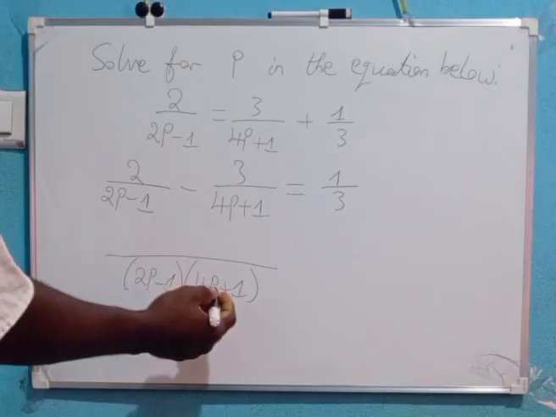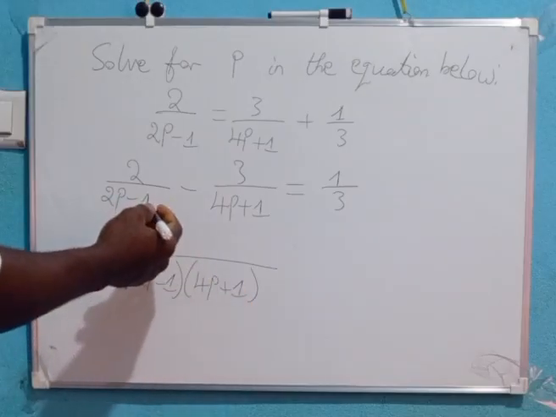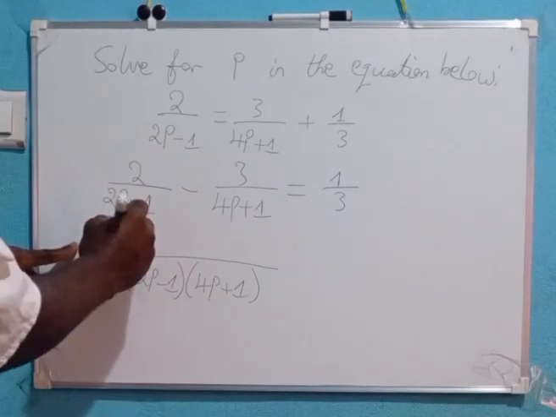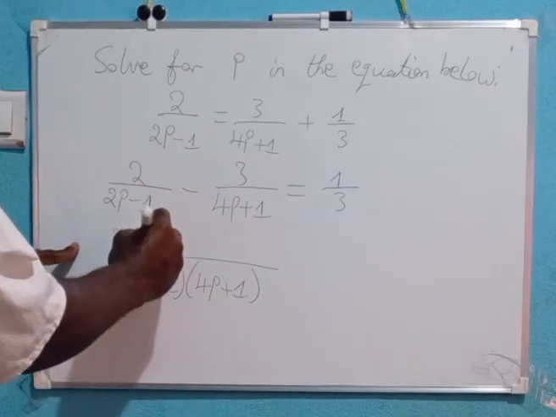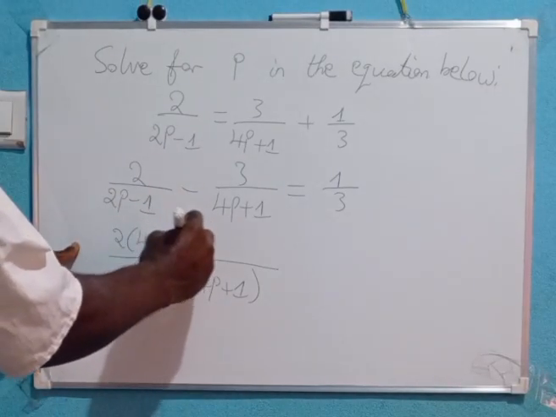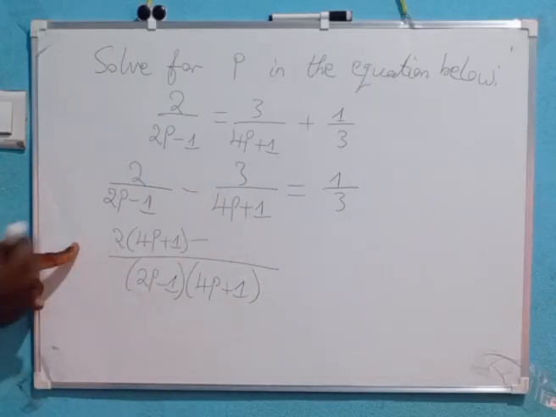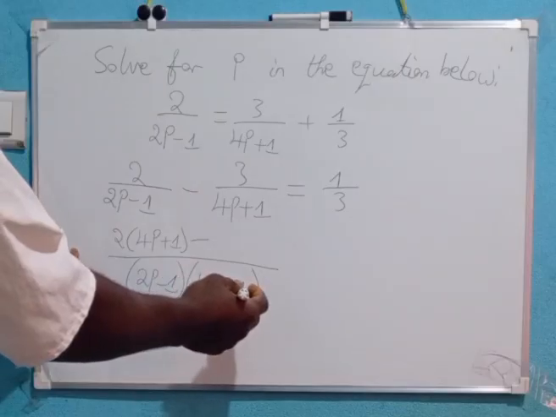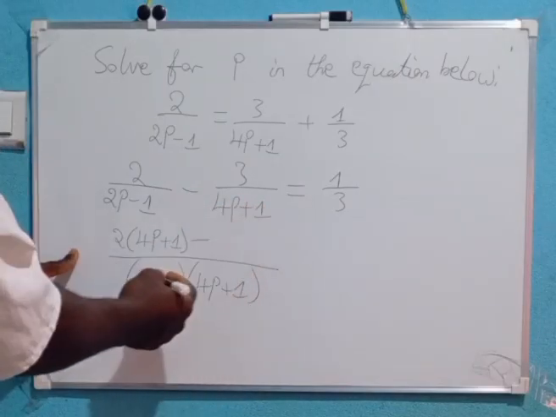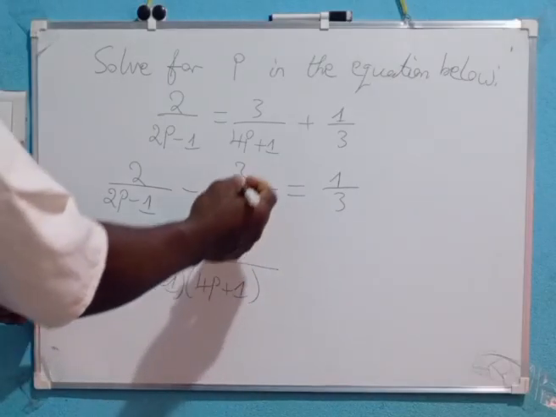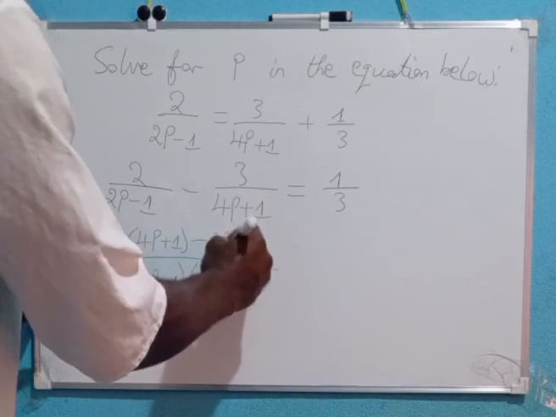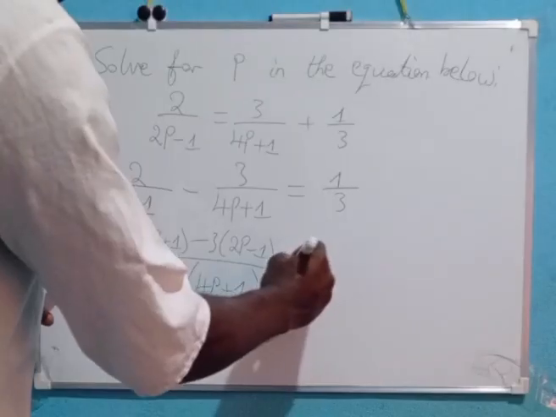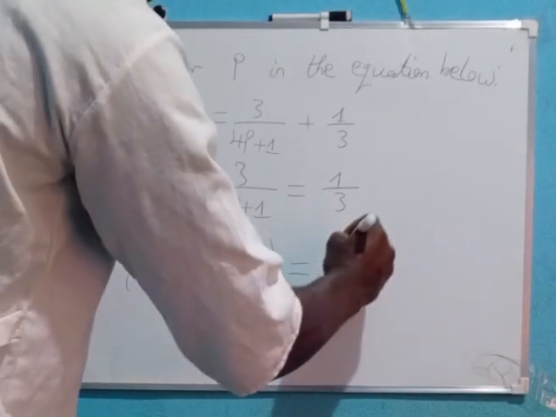2p minus 1 times 4p plus 1 divided by 2p minus 1 will be left with 4p plus 1. 4p plus 1 times 2 gives us 2 times 4p plus 1. We bring down the subtraction sign. 2p minus 1 times 4p plus 1 divided by 4p plus 1 will be left with 2p minus 1 times 3, 2p minus 1, and this will be equal to 1/3.